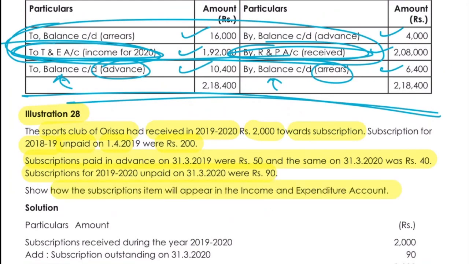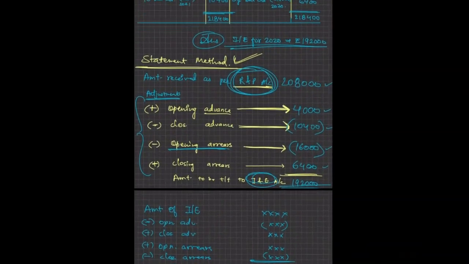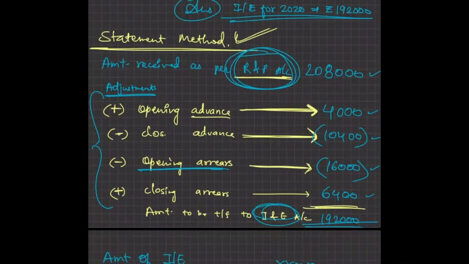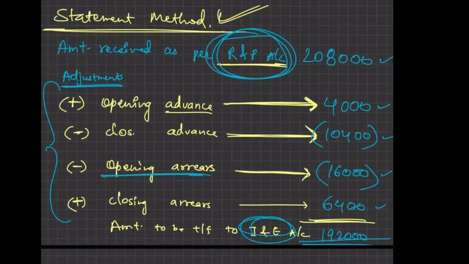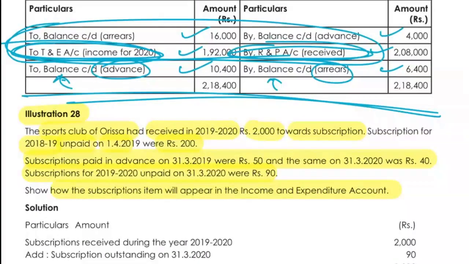If you remember, I gave you one table in the last class. This was the statement method. You have to apply the same figures over here and find the answer for illustration number 28. So you have 5 minutes, which starts now. Just quickly do the question.